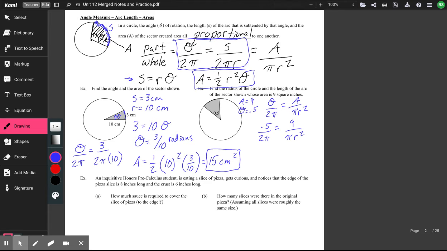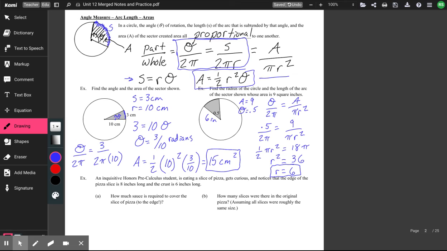So we can go ahead here, cross multiply, however you guys want to think about this. But we would have 1/2 pi r squared is equal to 18 pi. So remember, we are solving for r here. So if I divide both sides by 1/2 pi, we would have r squared equals 36. So r would be equal to 6. So our radius becomes 6 inches.